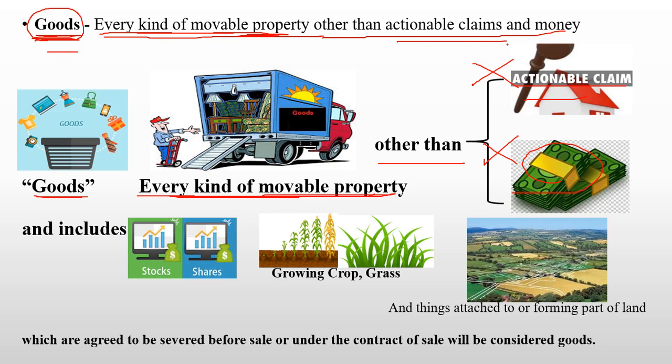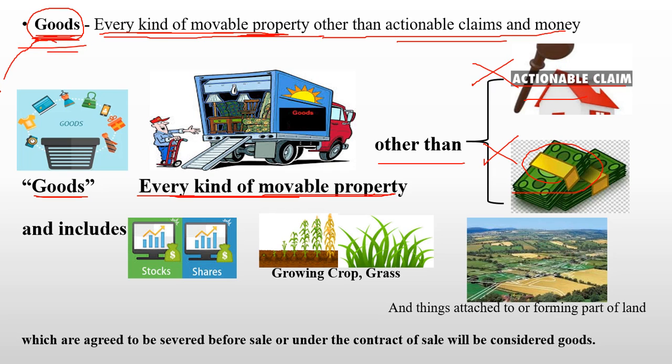Actionable claim means the debt due from one person to another person. If suppose one person is remaining to pay the money to another person, then that is called an actionable claim, and it is not goods. I will repeat again: actionable claim means debt, debt due from one person to another, and money means cash or currency note. These two things cannot be goods.